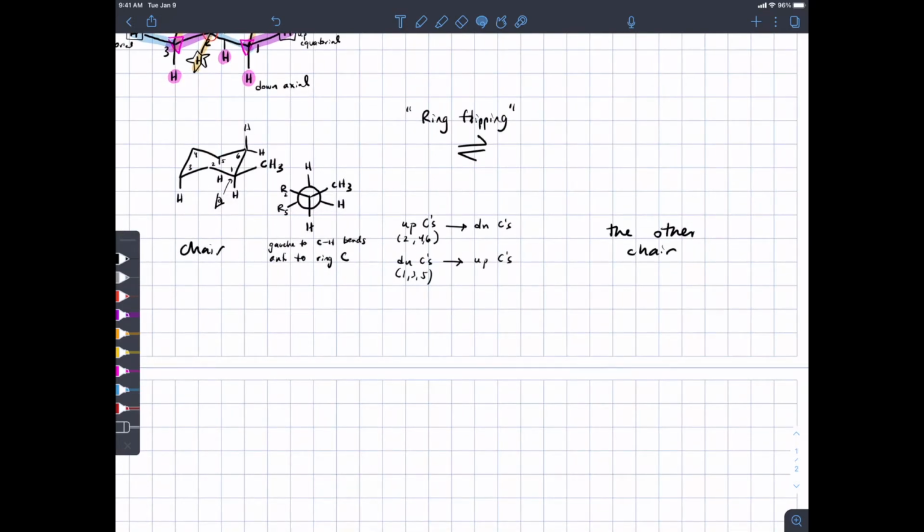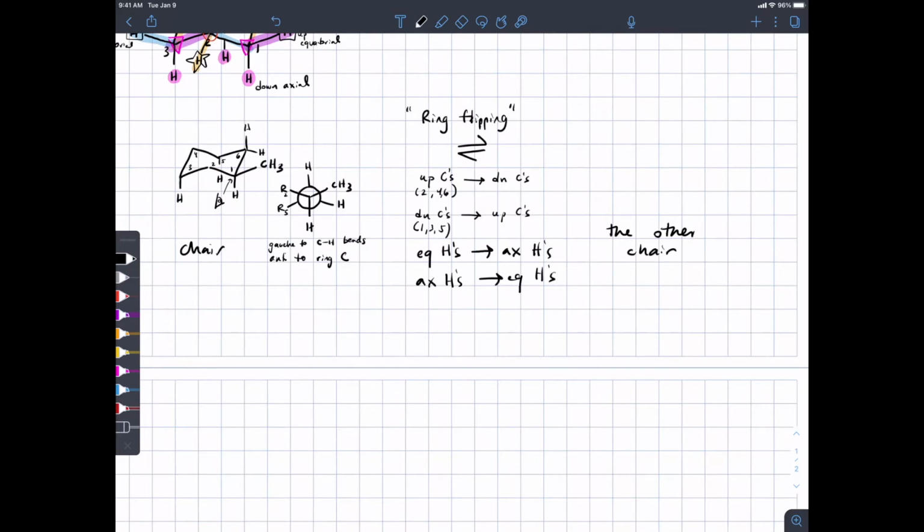There's another consequence of that process. In the process of ring flipping, equatorial protons become axial, and axial protons become equatorial. But, and this is important, up protons stay up, and down protons stay down. In other words, if you're a proton on a carbon in a six-membered ring, there is no changing from up to down. You can change from axial to equatorial, but you can't change from up to down.